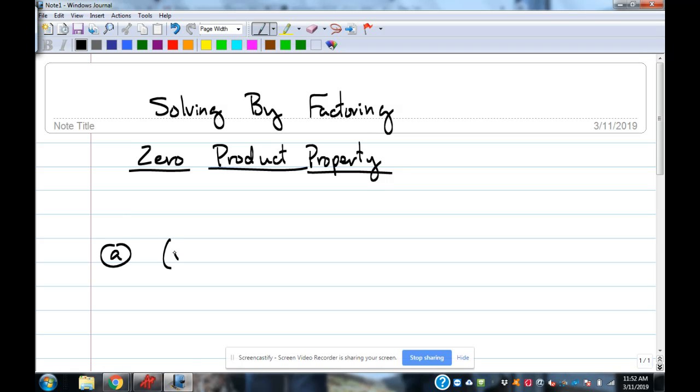So something like this. x plus 3 and 2x minus 5 is equal to 0. It's already in factored form. They've already done the hard work. The factoring is the hard work here. The solving is the easy stuff. Okay? Once you get it factored and it's equal to 0, you've got to have it equal to 0 and then you factor it. This one's already been factored.